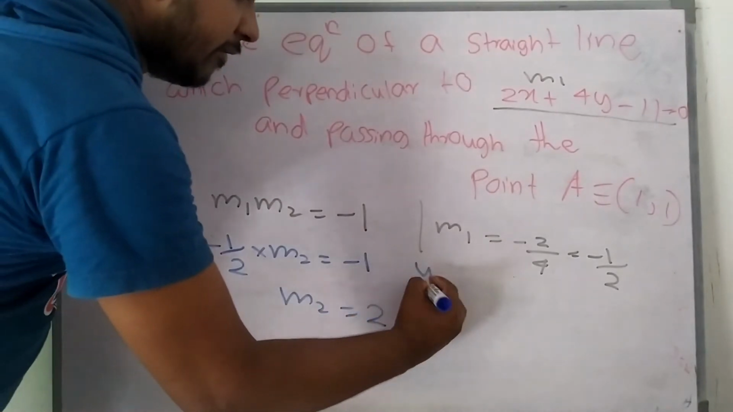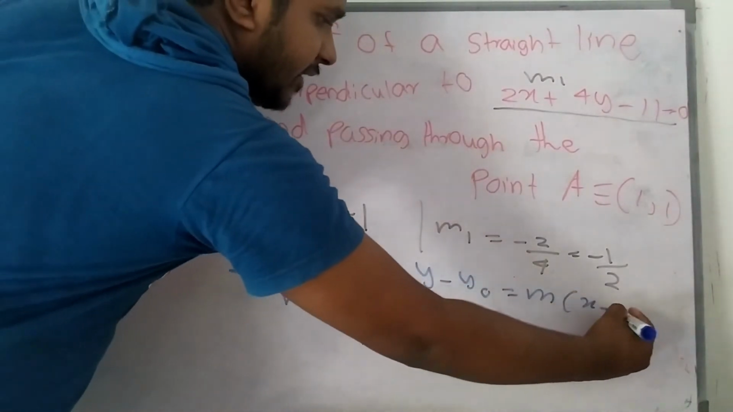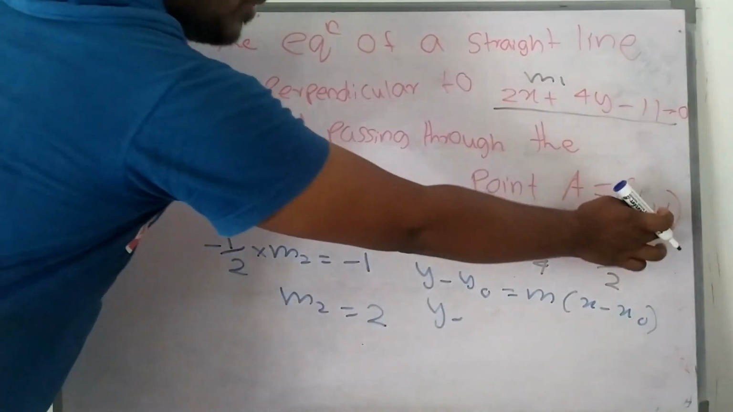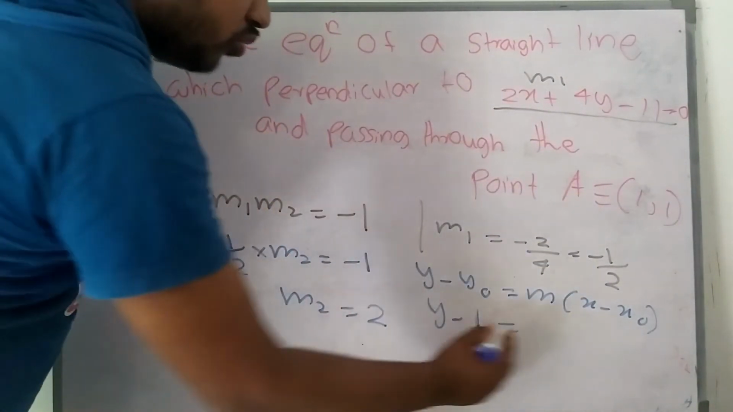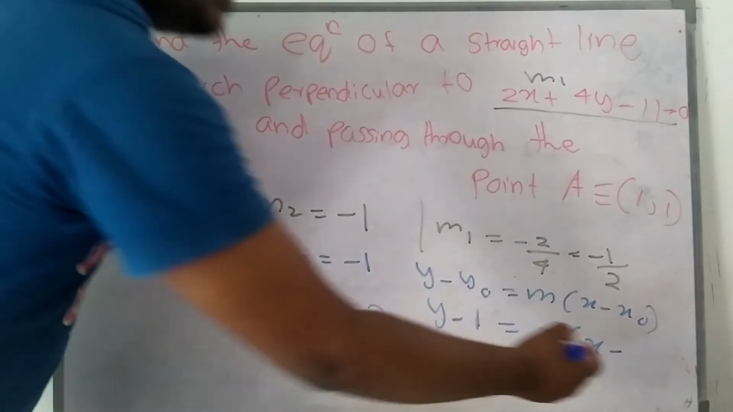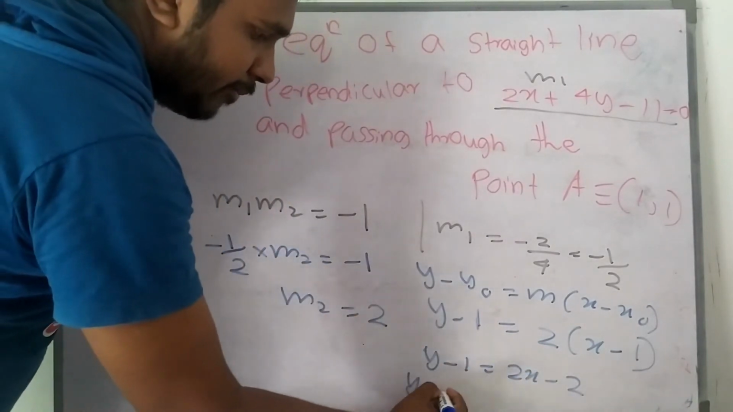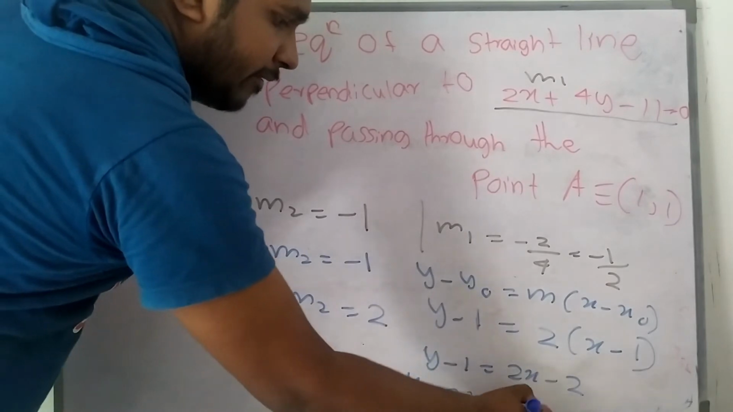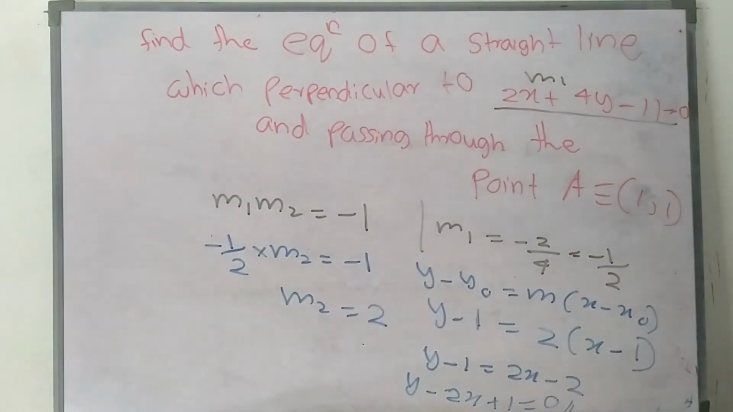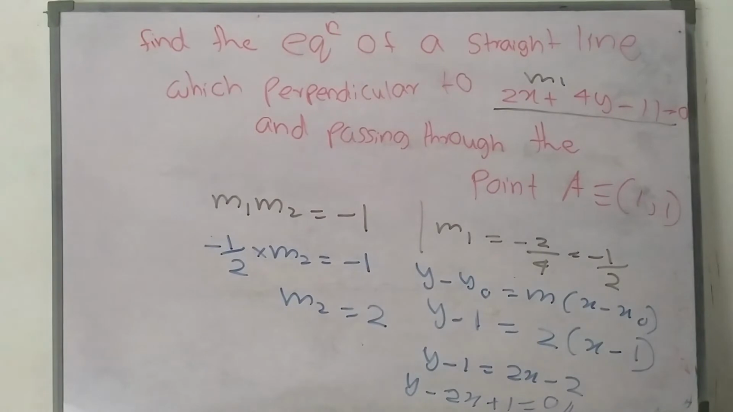Then the equation is y minus y0 equals m times (x minus x0). The y coordinate is 1, the gradient is 2, and the x coordinate is 1. Then y minus 1 equals 2x minus 2, so y minus 2x plus 1 equals 0. This is the equation of that unknown straight line. What I did was find the gradient of the perpendicular straight line and construct its equation. Okay, so this is the way of finding a perpendicular straight line's equation.